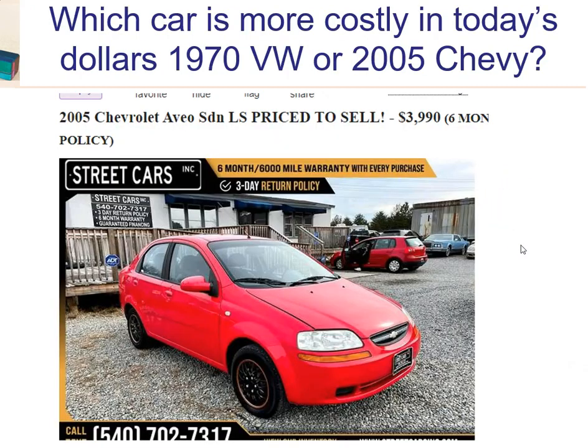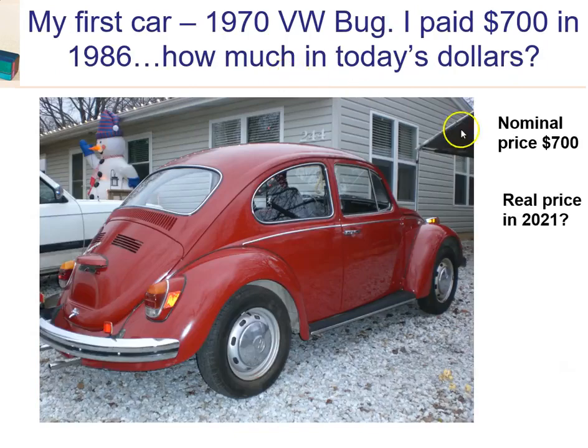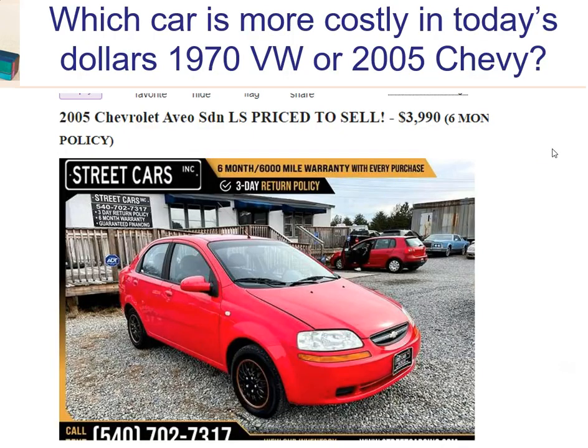And for comparison purposes, I grabbed a car that was for sale that's 16 years old in 2021. This is a 2005 Chevy Aveo, which is going for a little under $4,000. And the question is, hey, which car is more costly in today's dollars? A 1970 VW Bug purchased in 1986 at $700, or a 2005 Chevy going for a little under $4,000? So let's do this calculation.